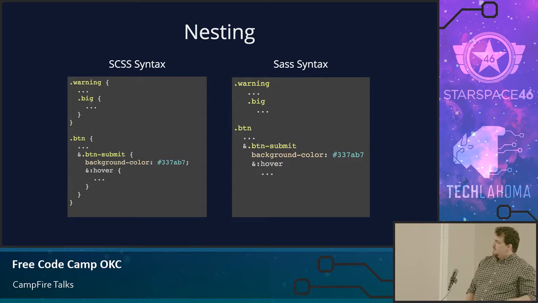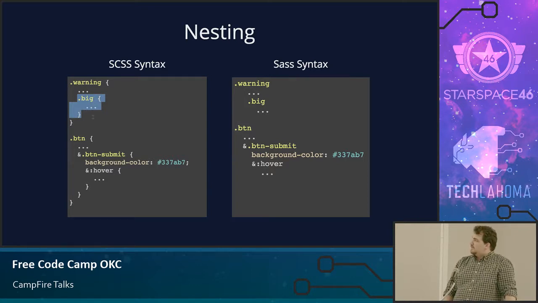So on the left, like I said, is the SCSS syntax, and on the right is the Sass syntax. You'll notice here we have a warning. That's the overarching class for whatever we're talking about. And then this is a child element within your HTML file. So on the outside, we've got a paragraph with a warning class. On the inside, we've got a span with the big class.